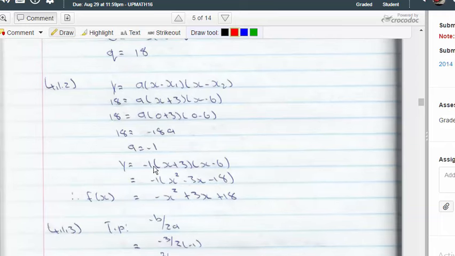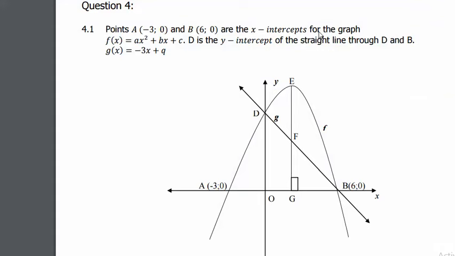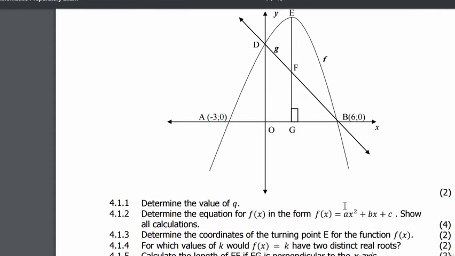When I put in the negative 1 and my values here, I multiply out these two brackets, so I get positive 3, negative 6, so I get negative 3x, negative 18, then multiply in my negative 1, and there is the final answer. Excellent, excellent. The next question is determine the coordinates of the turning point for E, the function of f.